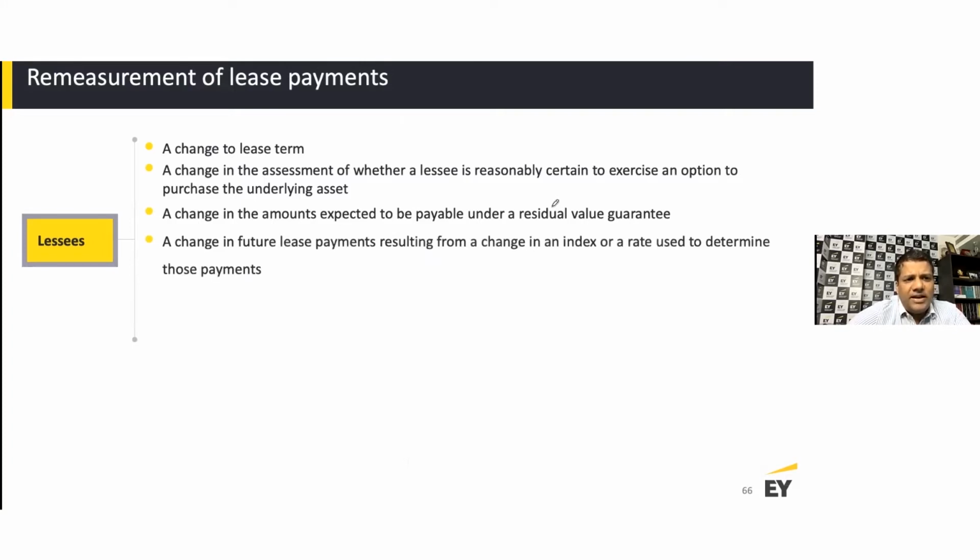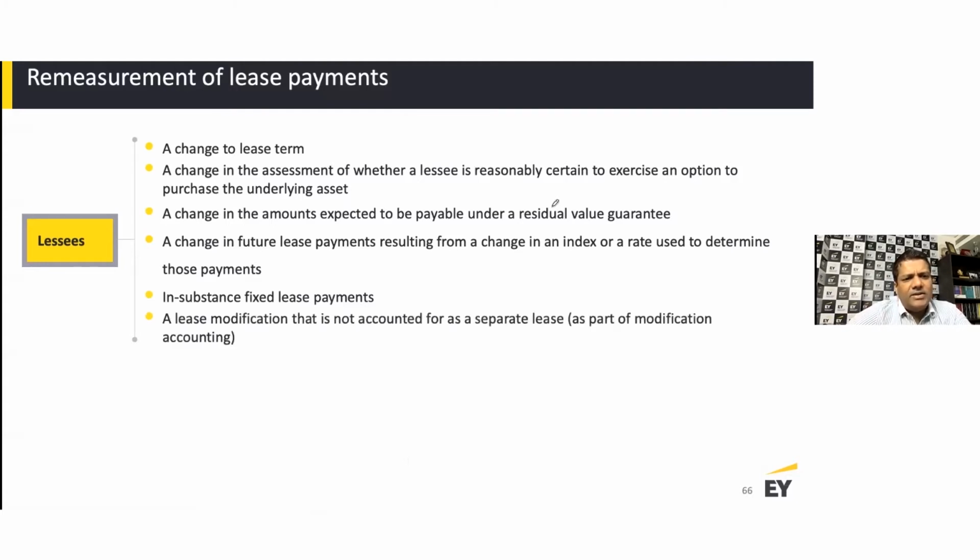We talked about the change in the index or the rate to determine those payments, and in relation to the in-substance fixed payment. So in that example of 2%, 1%, assuming in one year the sales were higher and that got triggered, then by default, every subsequent year, because the baseline itself has changed, it will have an impact. And then if there is a lease modification that is not accounted for as a separate lease as part of modification accounting, then in all scenarios, it will result in remeasurement of your lease obligations.